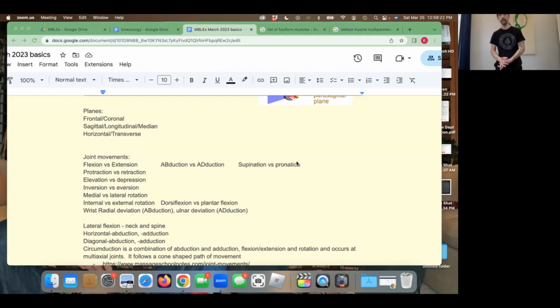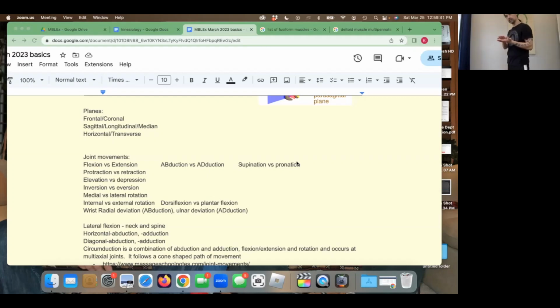All right, and then let's do a little joint movement, right? So we have flexion and extension of the elbow. We did flexion and extension of the shoulder, right? And then flexion and extension of the elbow. And we have flexion of the wrist, extension of the wrist.